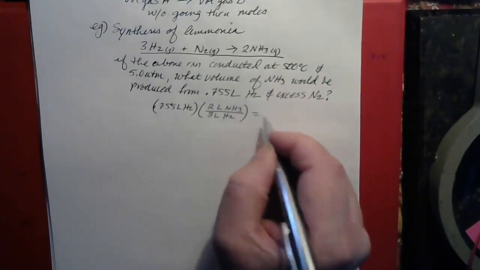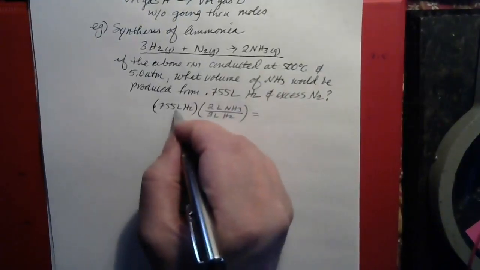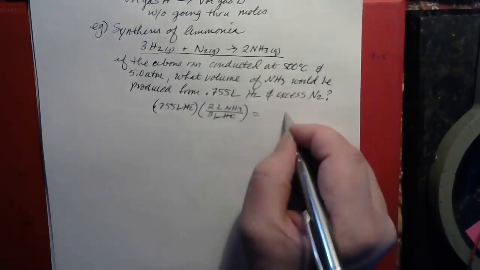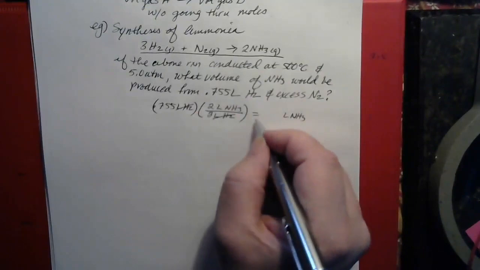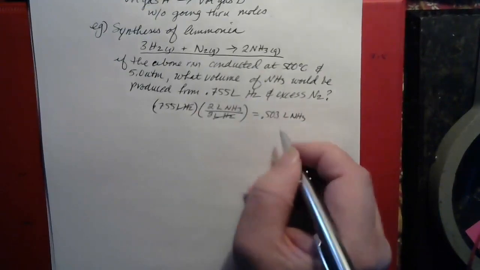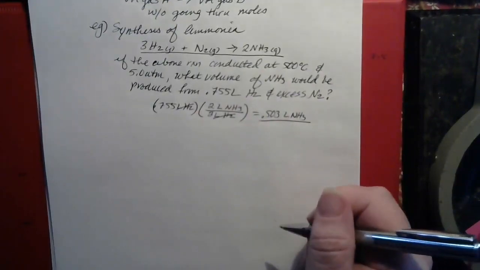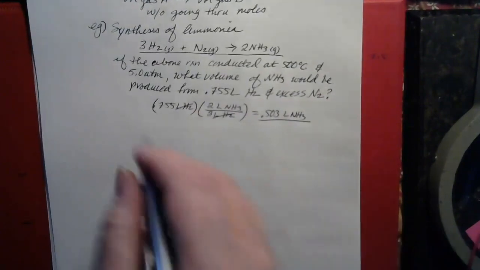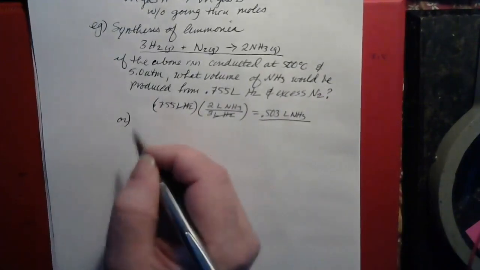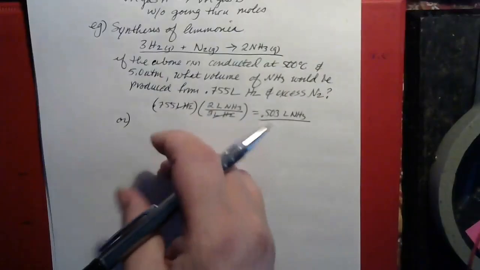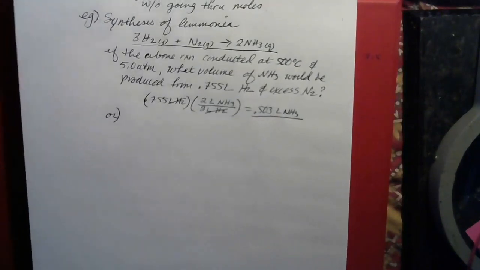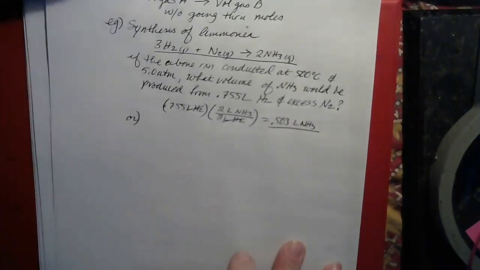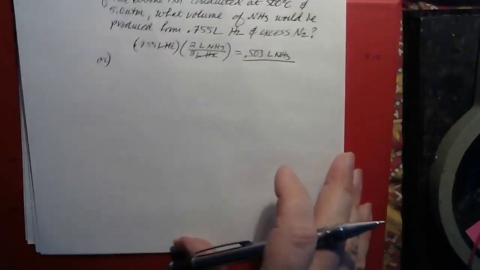And notice that liters of H2 cancel out. You get liters of NH3 as your unit. And the answer is 0.503 liters of NH3. That's if you want to do it the easy way. If you want to do it the hard way, you can. And just to show you that the easy way works, I'll try it the hard way.